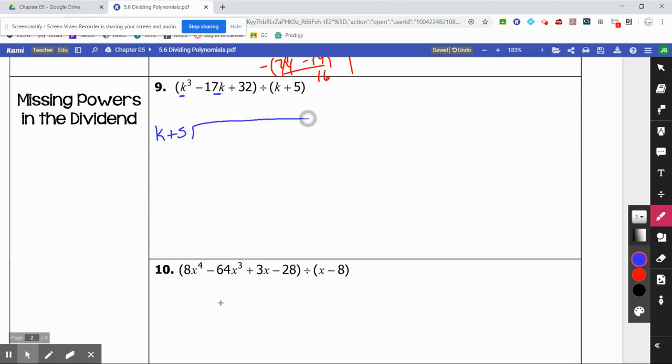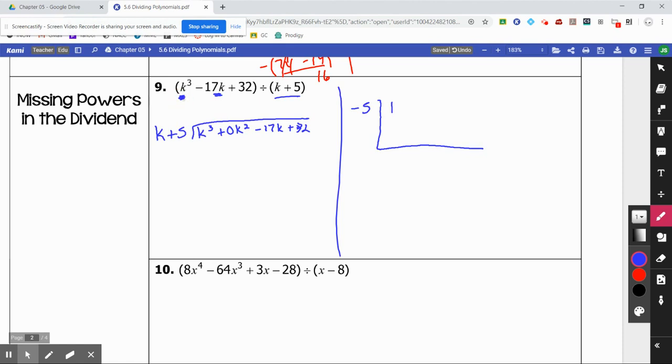If you're ever missing a power, since it's jumped from third to first power, in here you're going to say, hey, I don't have any k squareds. You have to put that minus 0k squared or things won't line up whenever you're dividing these. Same thing works with synthetic division. K plus 5, set it equal to 0. You get negative 5. Negative 5 goes on the outside.